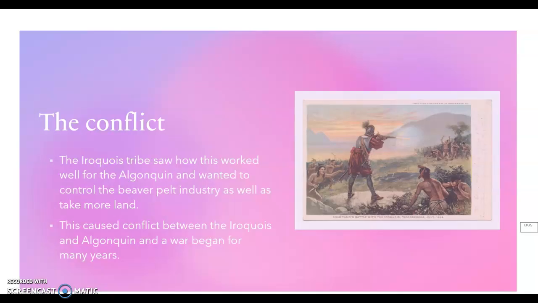So the conflict was that the Iroquois tribe, another tribe, saw how this worked really well for the Algonquin tribe. It made them a good amount of money, and they wanted to take control of the beaver pelt industry as well as take some of the land from the Algonquin tribe. So this caused conflict between the Iroquois and the Algonquin, and a war began for many years. So they wanted to control the beavers and who got to sell their fur and take some of the land.